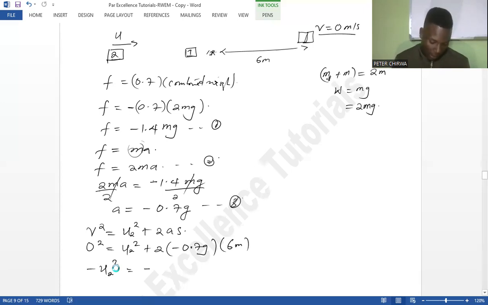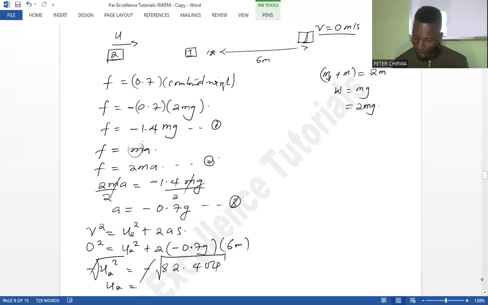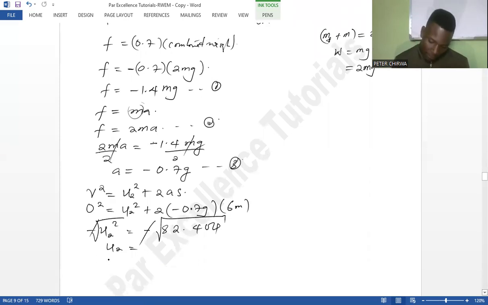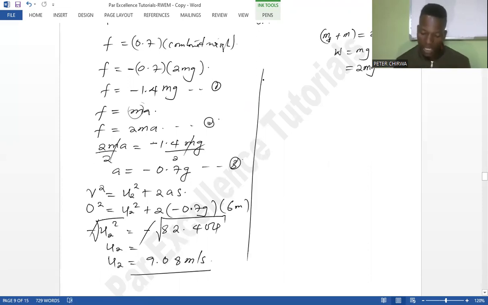If I punch everything in, I'm going to have 82.404. The negatives cancel, and then we take the square root of both sides. We have u2 equal to 9.08 meters per second. So this is the velocity the combined cars moved with immediately after collision.